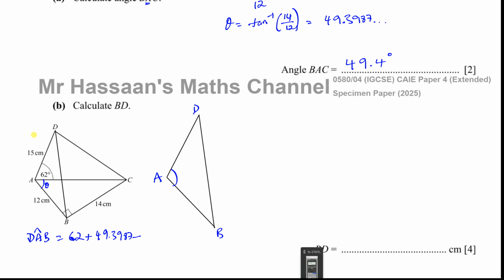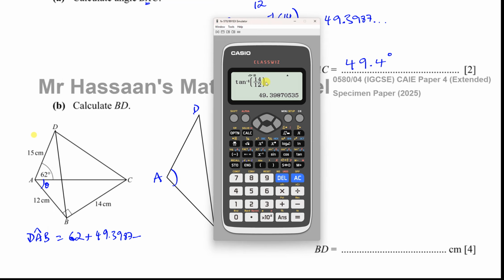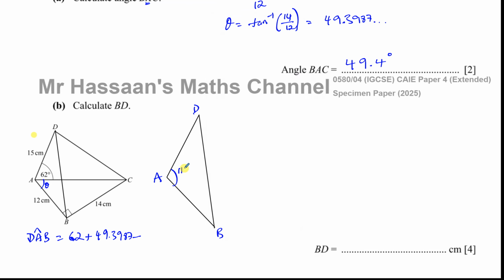So we can take our calculator. The last answer we had was the exact answer for this, so we can add 62 to it. And that gives us 111.397. So that is the angle DAB. And we know this length is 15 centimeters, and this length is 12 centimeters. We have these two lengths.